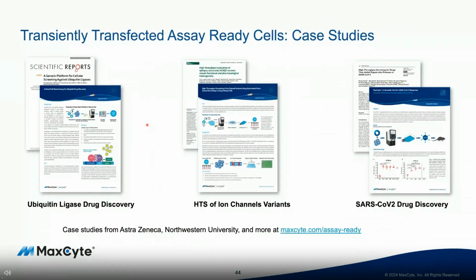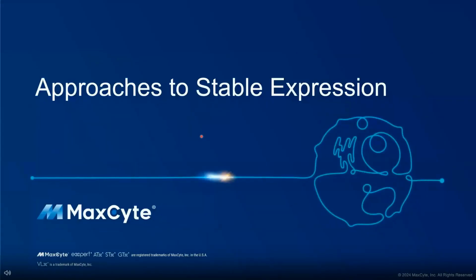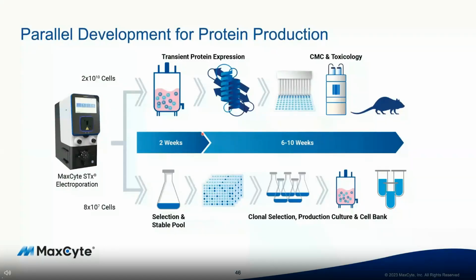These are publication examples of transiently transfected assay-ready cells, from ubiquitin ligase drug discovery to high-throughput screening of ion channel variants, and also including drug discovery with SARS-CoV-2. And then in terms of approaches for stable expression, there are multiple ways to do this. With protein production, as I mentioned before, if you can electroporate a large number of cells, for example, CHO cells, you can generate transient materials. At the same time, you can take a portion of those cells to produce either your stable pool, mini pools, or single cell clones to save time.